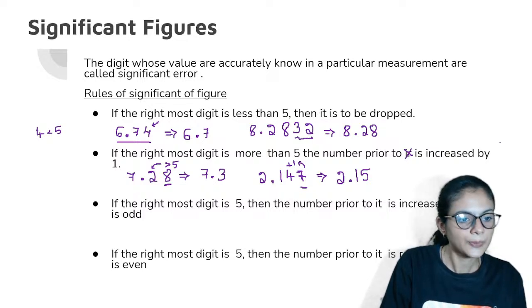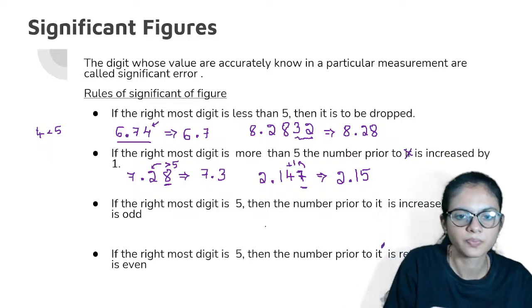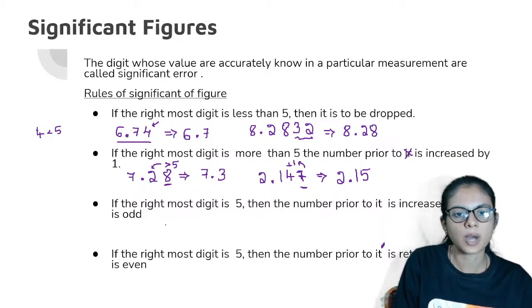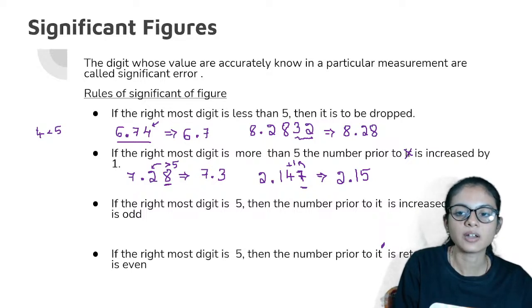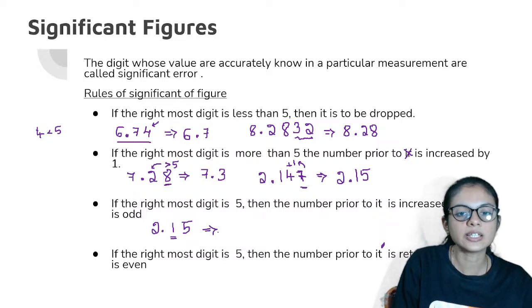Can we further reduce it? Yes, it's possible with the next rule, right? Okay, it is possible. Let me consider now this 2.15. So, what it has given, if the rightmost digit is 5, then the number prior to it is increased by 1 if it is odd. So, there is a condition. Now in 2.15, 1 is an odd number. We know that, right? So, I can add 1 to this 1 and make it 2.2.